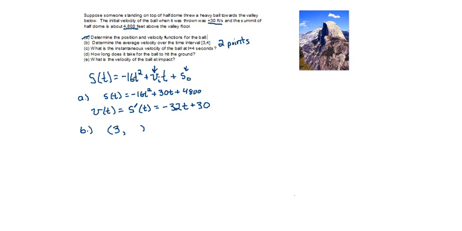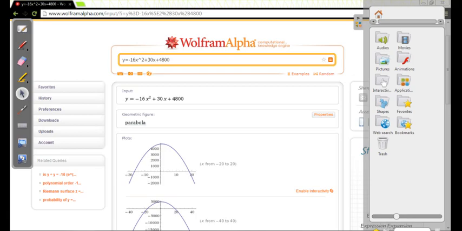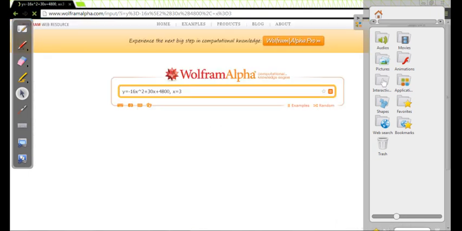That's best done on your calculator. Since it's a position, you're going to be using this equation right here. Put that into your calculator and it can tell you what that is really easily. For me, I'm going to use a website on the internet called wolframalpha.com. It can do all the math you want. And so I'm going to tell it when x equals 3, and it should be able to give me the answer right away.